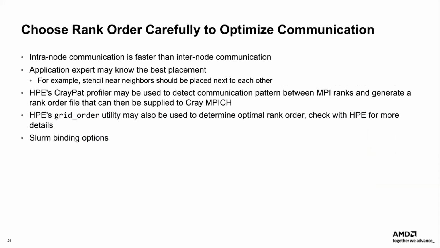For each application, it is the application expert or the domain expert who's going to know what is the best placement. But there are some tools that HPE provides that we can use to detect the communication pattern between the various processes, the various MPI ranks, and generate a rank order that can be then supplied to Cray's MPICH. I find that very interesting. And there are Slurm binding options to help you with the ordering as well.